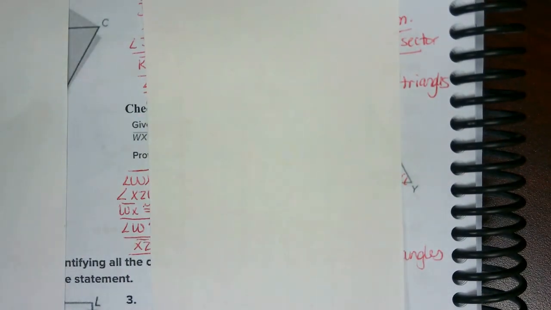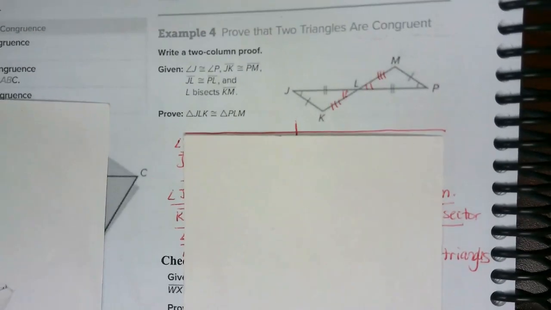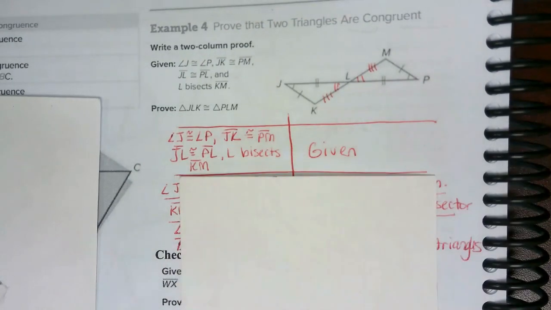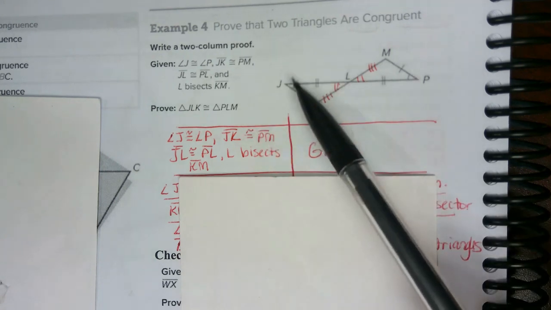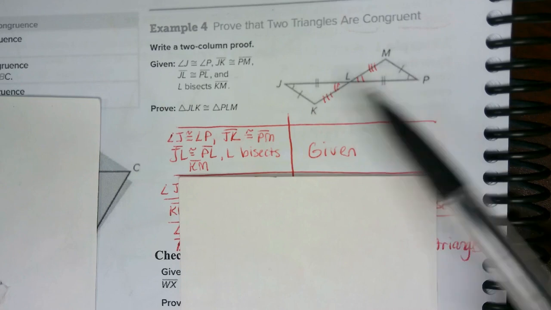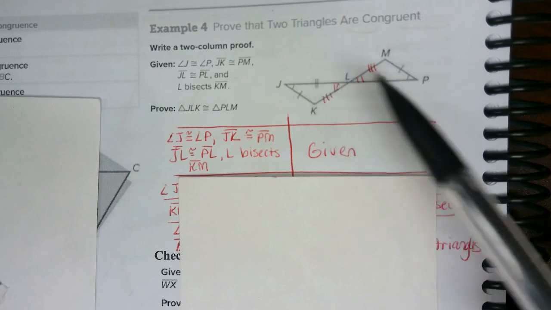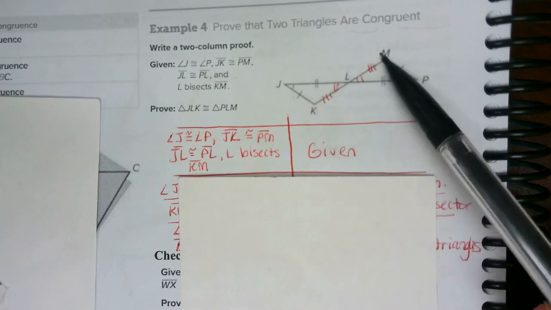Okay, now how can we use this to write out proofs? Okay, so remember when we're writing out proofs, we want to start with what we are given. So on my first t-chart, I'm going to go ahead and make my t-chart, and then I'm going to fill in everything that's given. Then I'm going to come over to my picture and make sure everything's marked that was given. So J is congruent to P, JK is congruent to PM, JL is congruent to PL, and then L is bisecting KM.